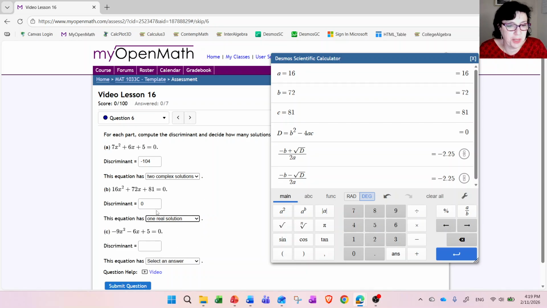Notice when the discriminant is 0, that's always going to happen because the square root of 0 is 0. Whether you're adding 0 or subtracting 0 is not going to matter. And the two solutions are really just the same, which means you only have one solution.